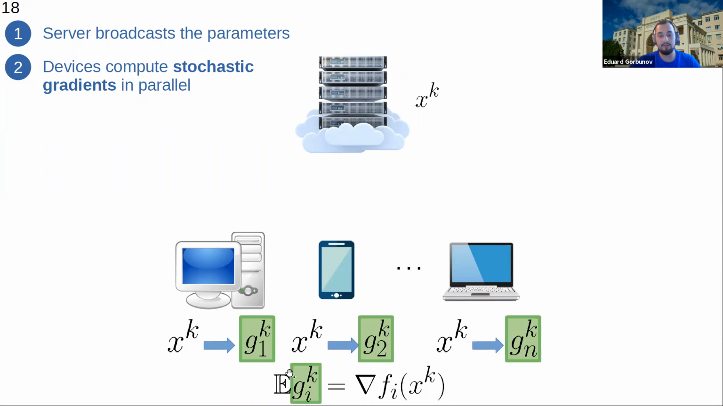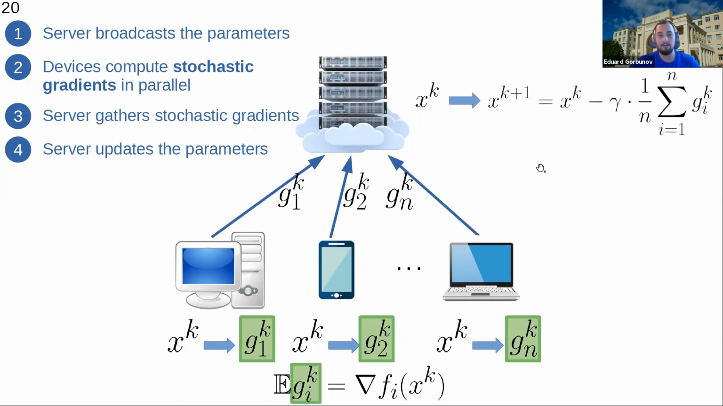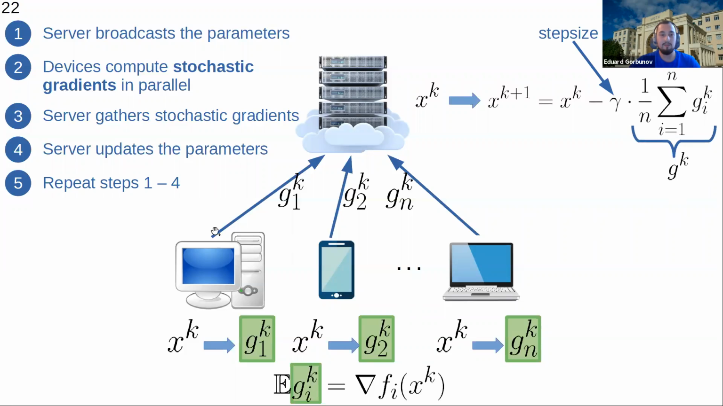For parallel SGD, we assume that these vectors are unbiased estimators of the true gradients of the local loss functions. Actually, this expectation should be a conditional expectation with frozen xk. Then after they compute stochastic gradients, the server gathers them and performs an SGD update, where the descent direction is defined as an average of these stochastic gradients, and gamma is a step size. Then the algorithm repeats steps 1 to 4.